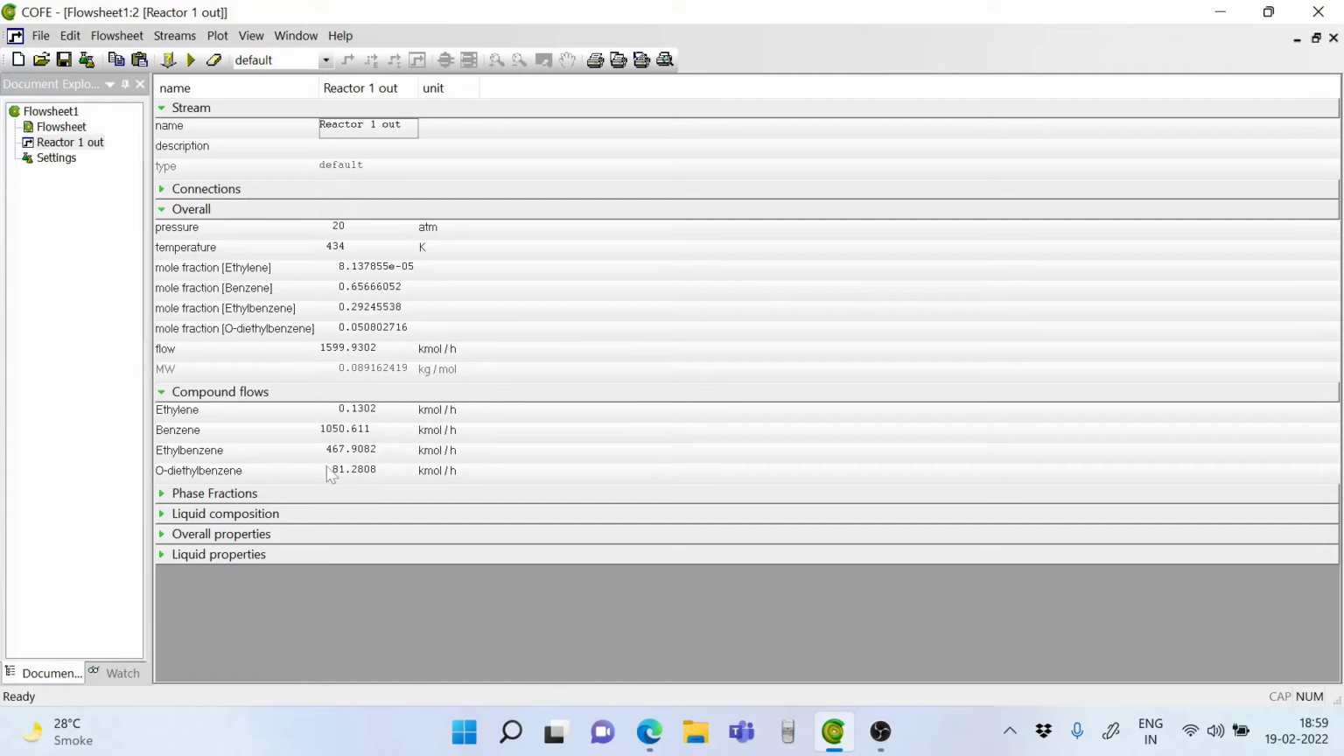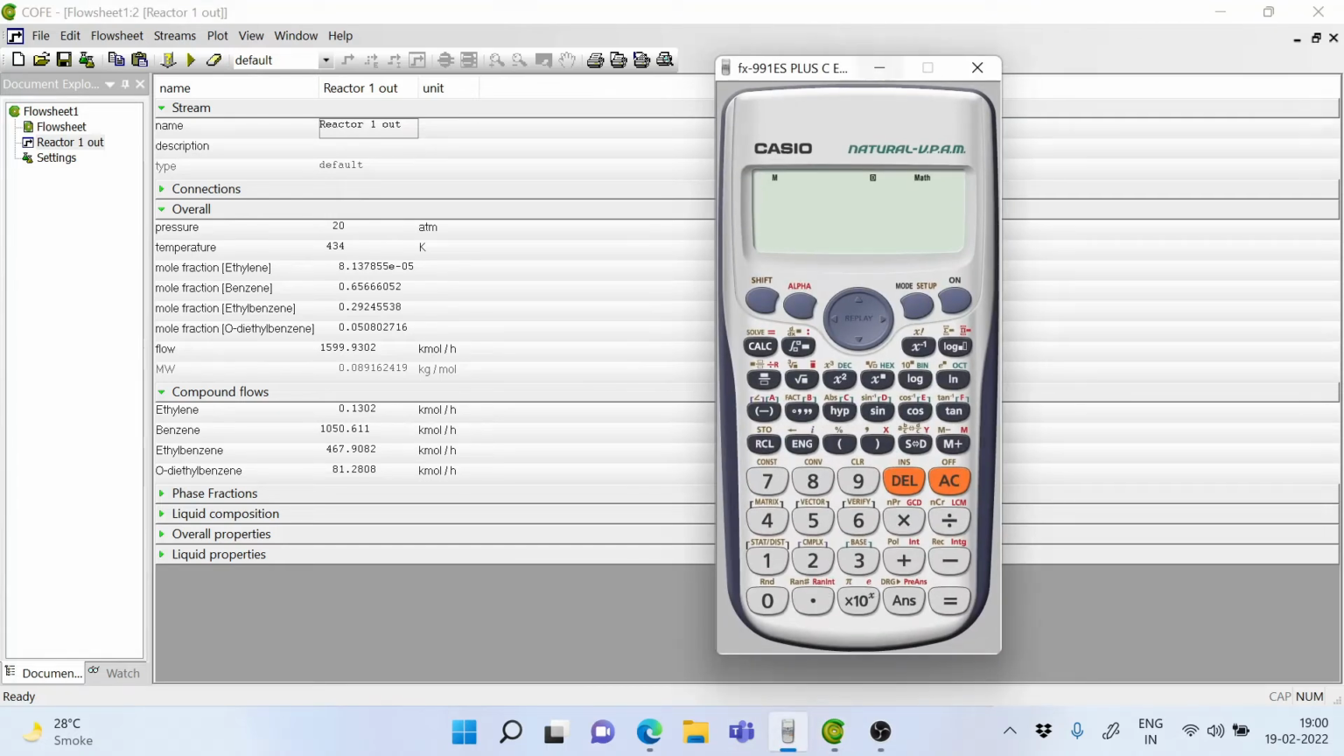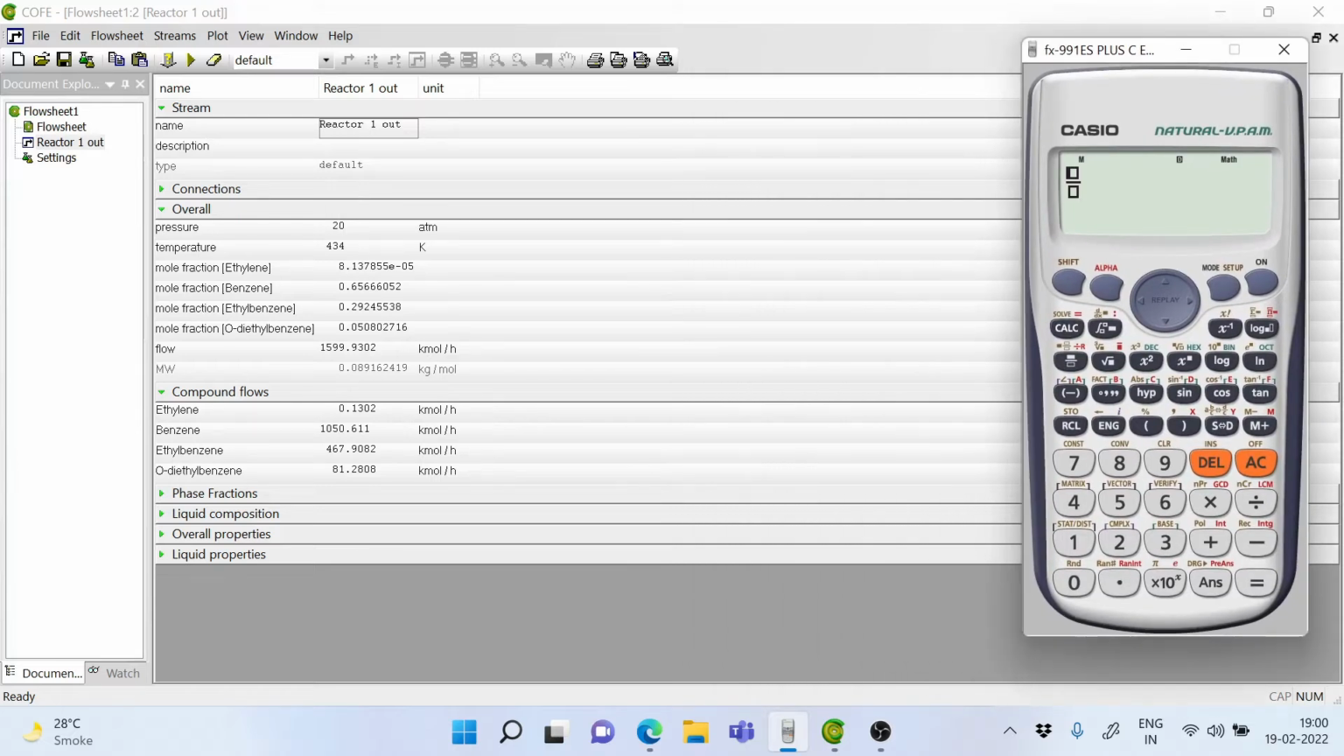And as you can see, the ratio of ortho diethyl benzene to the total of ethyl benzene plus ortho diethyl benzene is going to be equal to 0.85. If you want to check it up, let's take the calculator. 81.2808 will be in the denominator, 81.2808 plus 467.9082, and on the numerator you have the amount of ethyl benzene, that is 467.9028, and there we are, it's 0.85198, so that's 0.852.